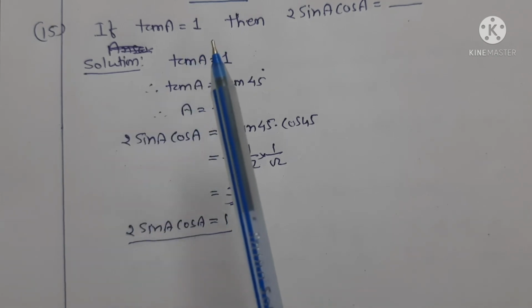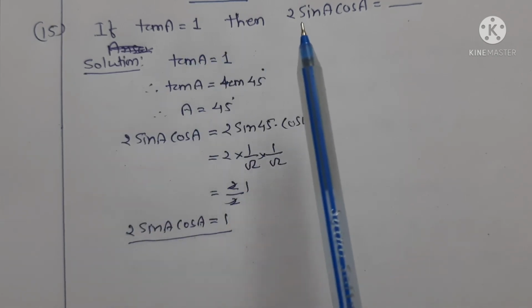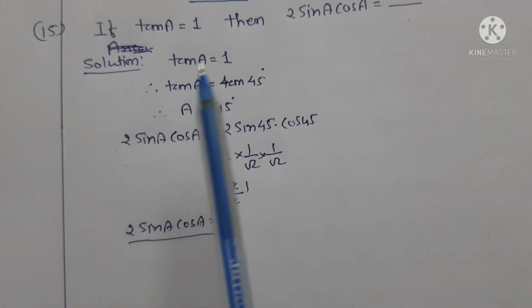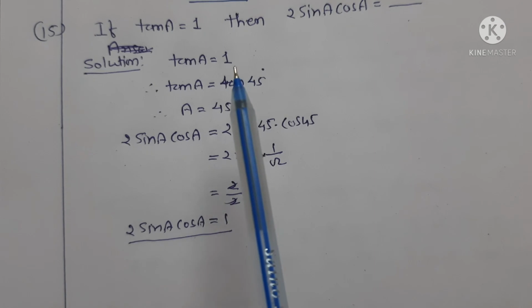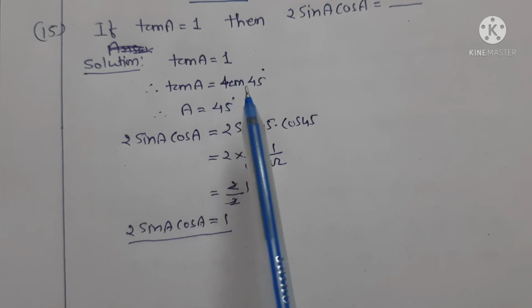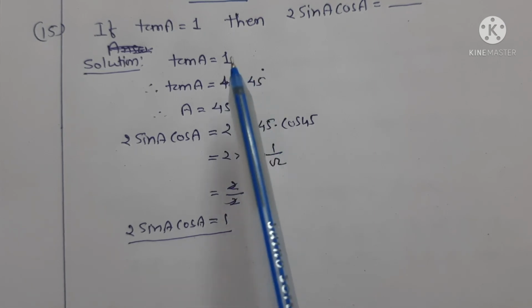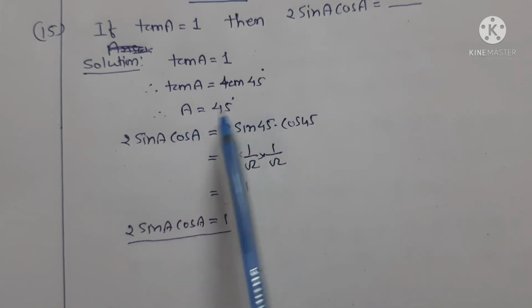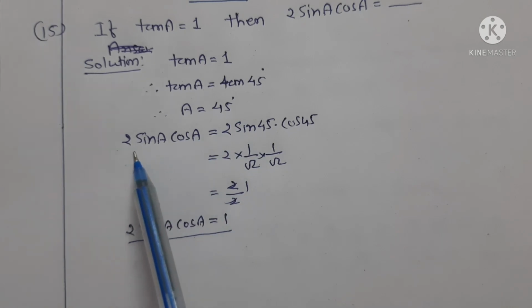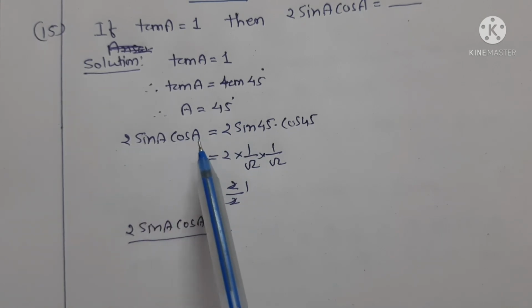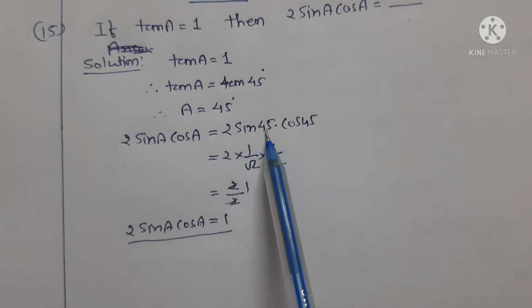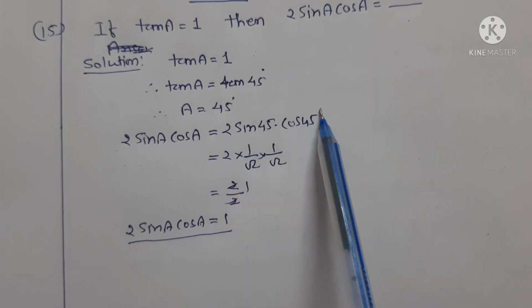If tan A equals 1, then 2 sin A cos A equals dash. Now we start the solution. Tan A equals 1, but we know the value of tan 45 equals 1. Therefore tan A equals tan 45. Therefore A equals 45 degrees. We have to find 2 sin A cos A. We put the value of A as 45 degrees, so 2 sin 45 degrees into cos 45 degrees.